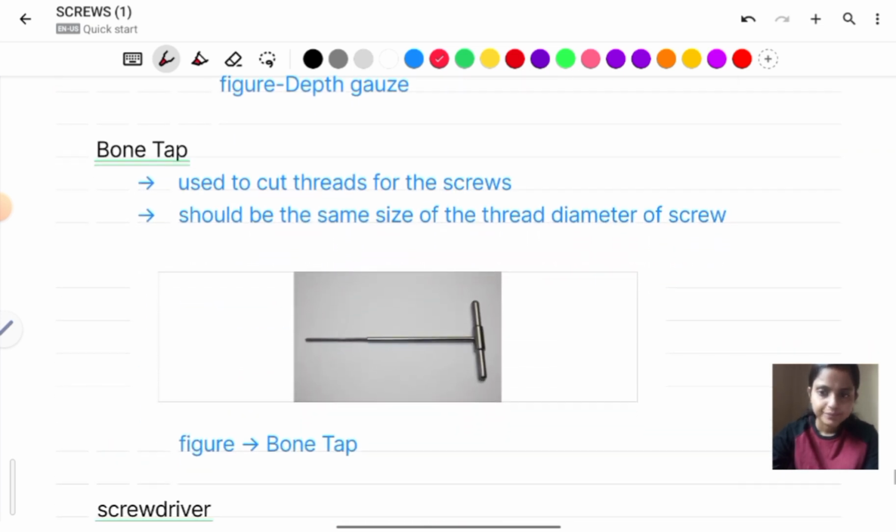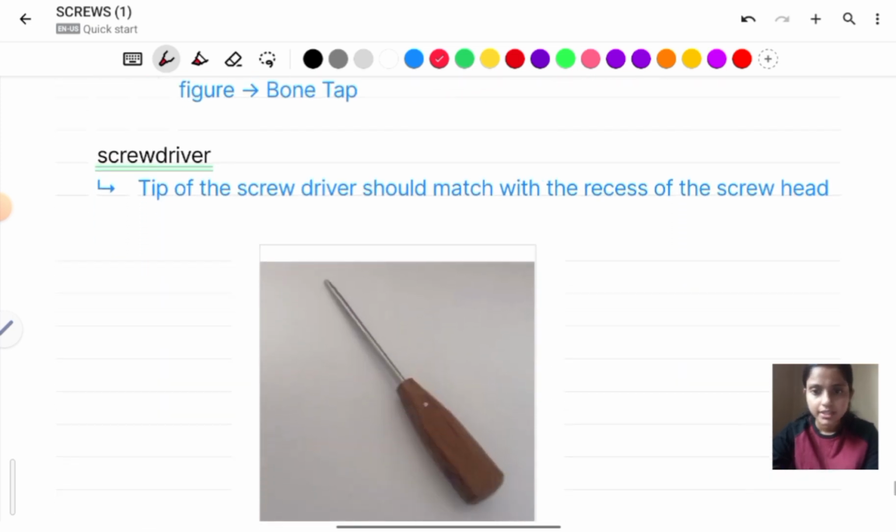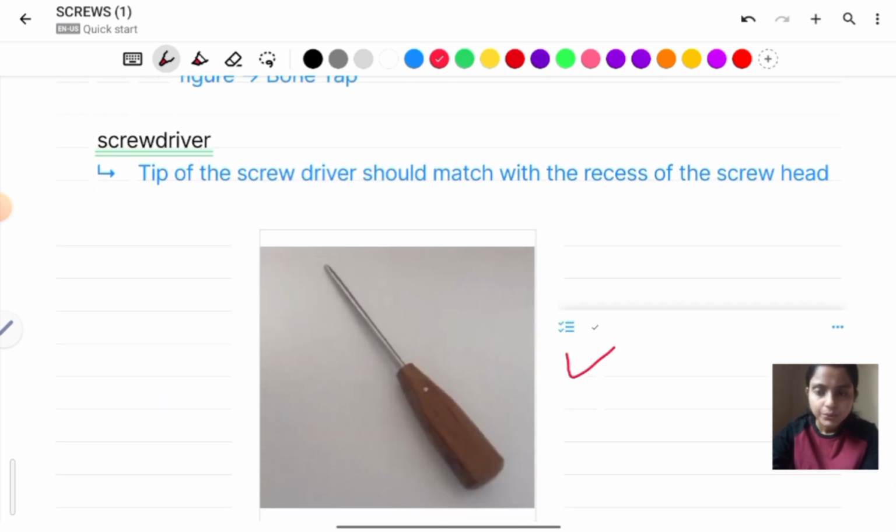Bone tap. Bone tap is used to cut threads for the screw. As the screw has threads, it is used to cut threads for the screw. It should be the same size as the thread diameter of the screw. If the screw is 4.5 mm, then the bone tap should be 4.5 mm. This is the screwdriver. The tip of the screwdriver should match with the recess of the screw head.